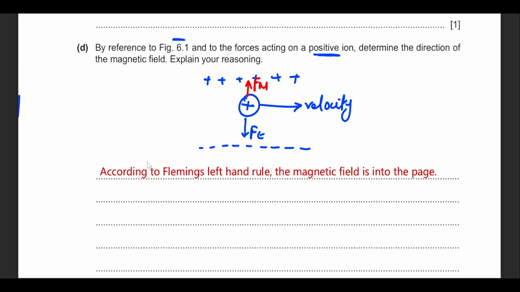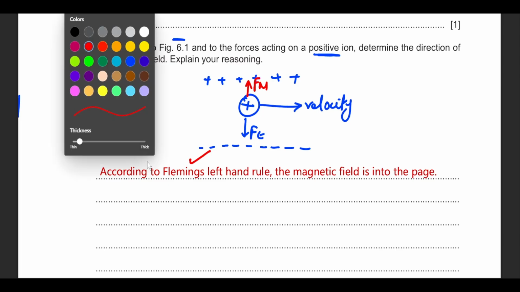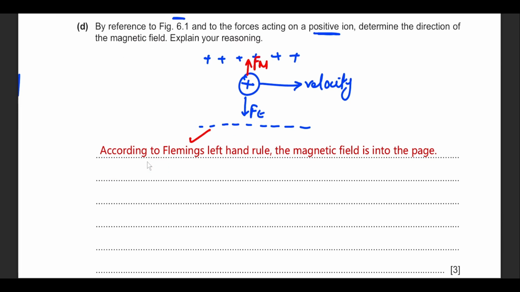If that is the case, you have to apply Fleming's left-hand rule, as from GCSE and O-level days. The first finger is going to represent the direction of the magnetic field, which we don't know at this stage. So let's open up the second finger.